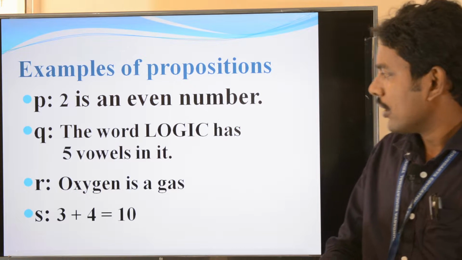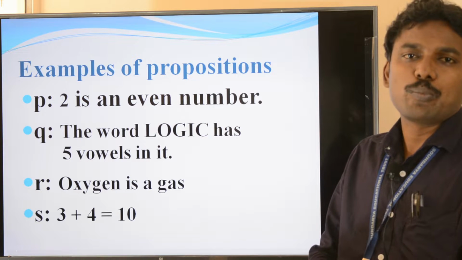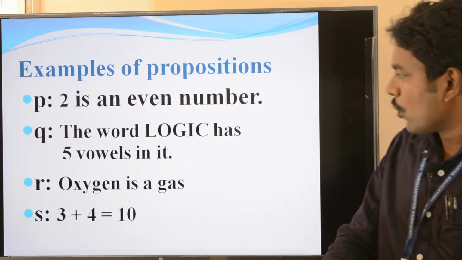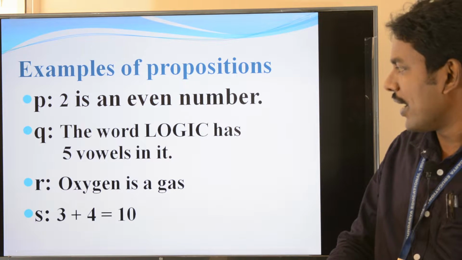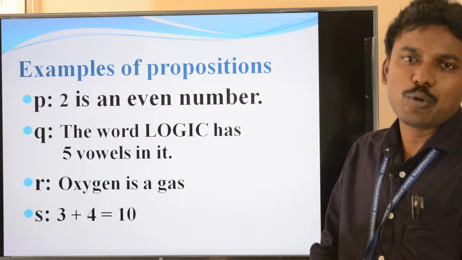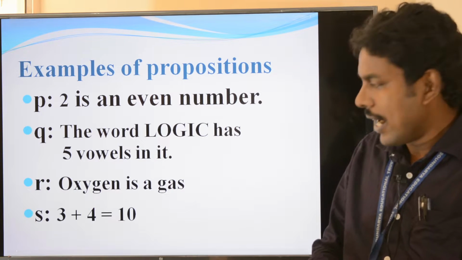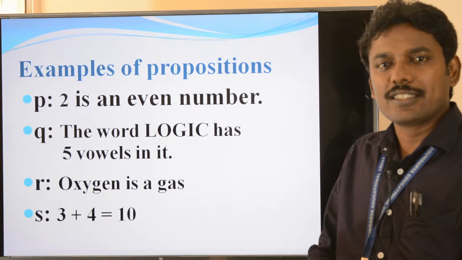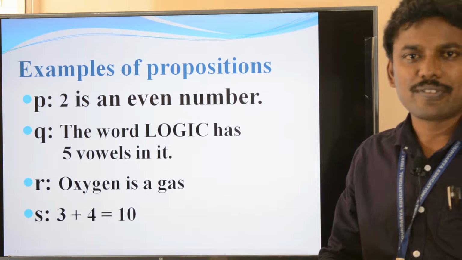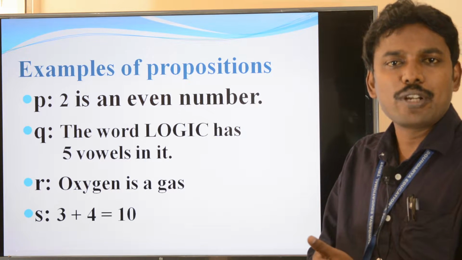What about the second one? The word logic has 5 vowels in it. Definitely it is a proposition since it is false. We know that the word logic has only 2 vowels, that is O and I, but the statement says that the word logic has 5 vowels in it, which is false. Therefore it is a proposition. And the third one, oxygen is a gas. You students might have studied this in your lower classes. Definitely oxygen is a gas, and this is a true statement, therefore a proposition.